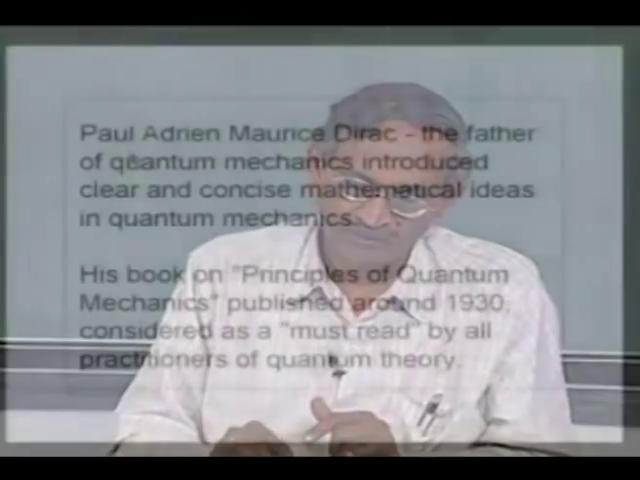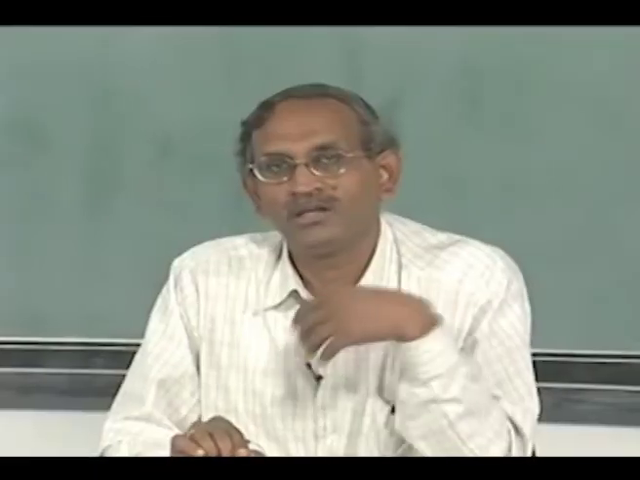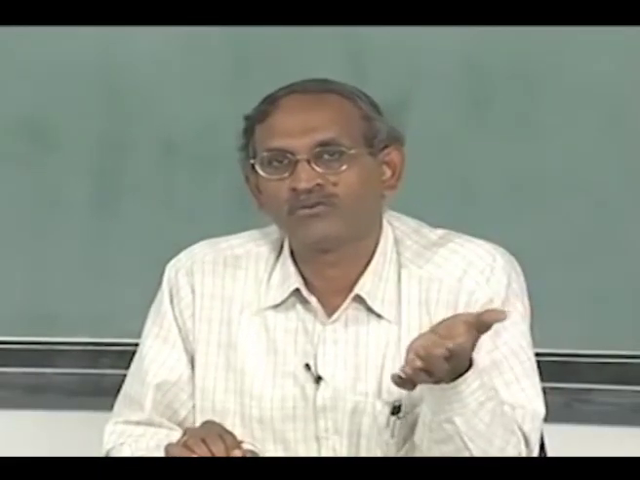I would in passing make a remark which is very important in recognizing the fundamental contributions of Paul Adrien Maurice Dirac, the English physicist, the father of quantum mechanics, who introduced clear and concise mathematical ideas in quantum mechanics. He also generalized the Schrodinger equation to the relativistic motion of the electron and derived the spin quantum number as the 4th quantum number through his formalism, for which he eventually shared the Nobel Prize in 1933.